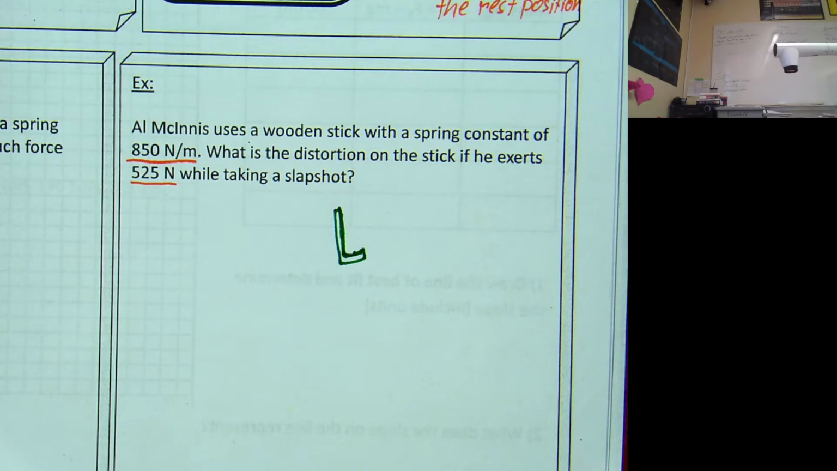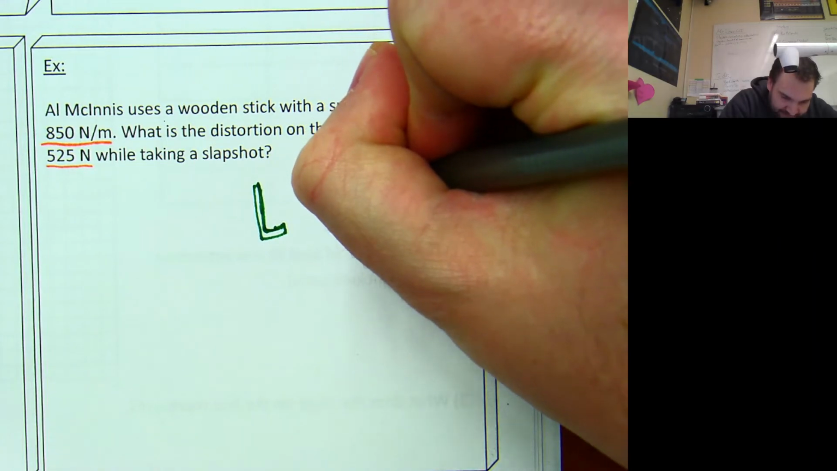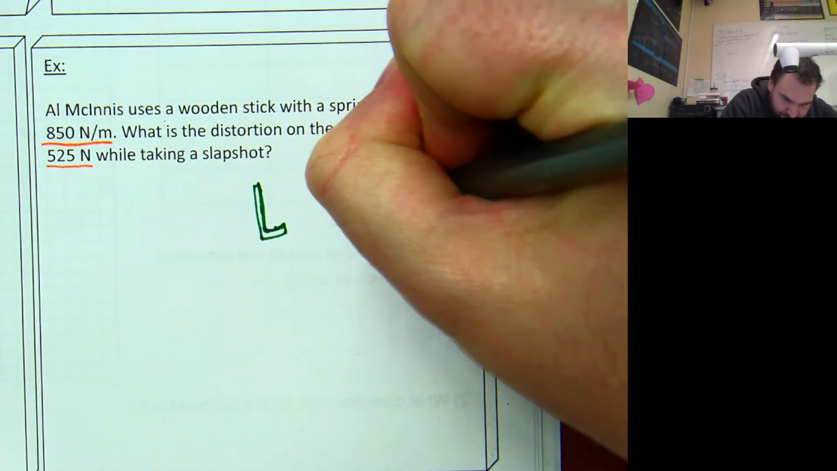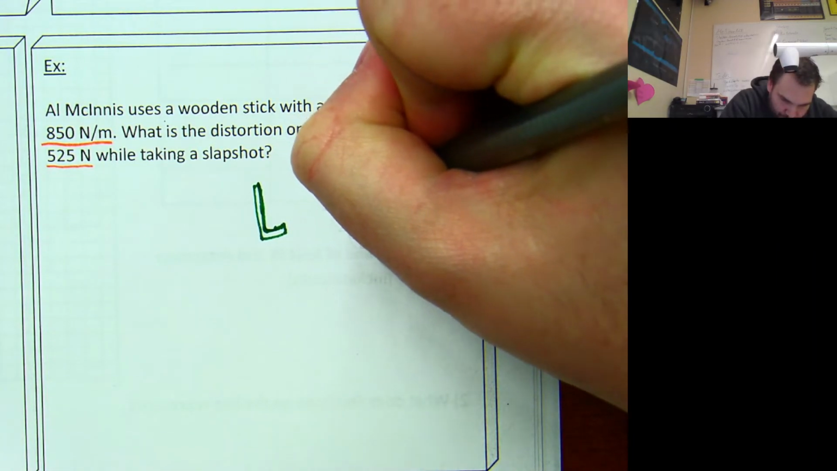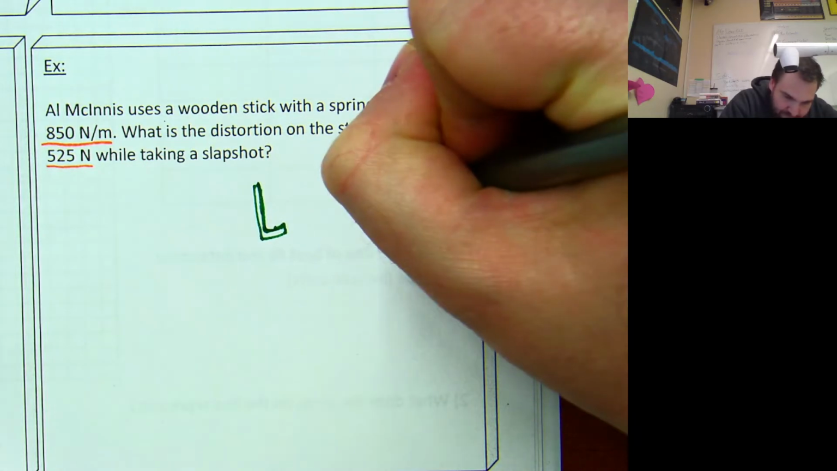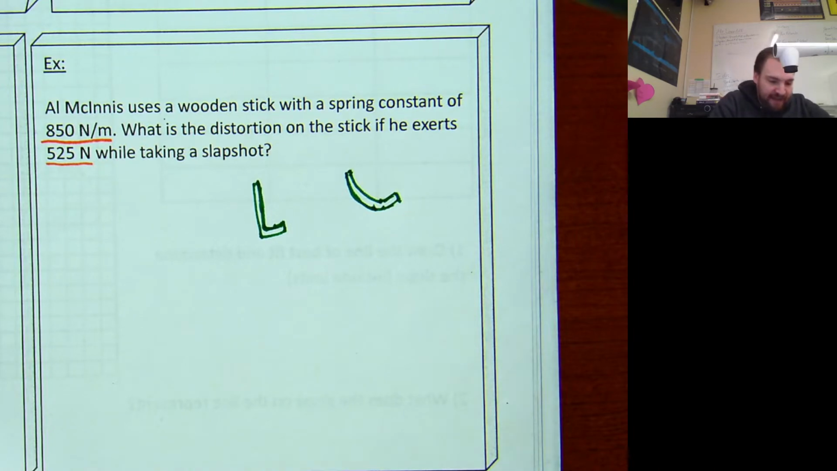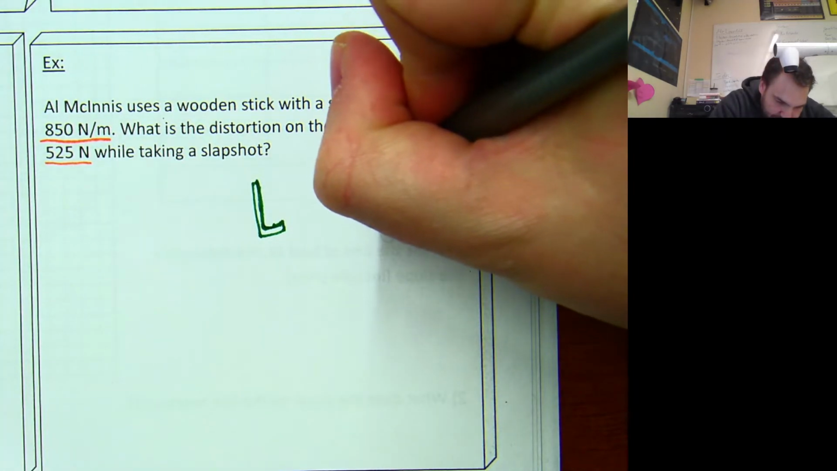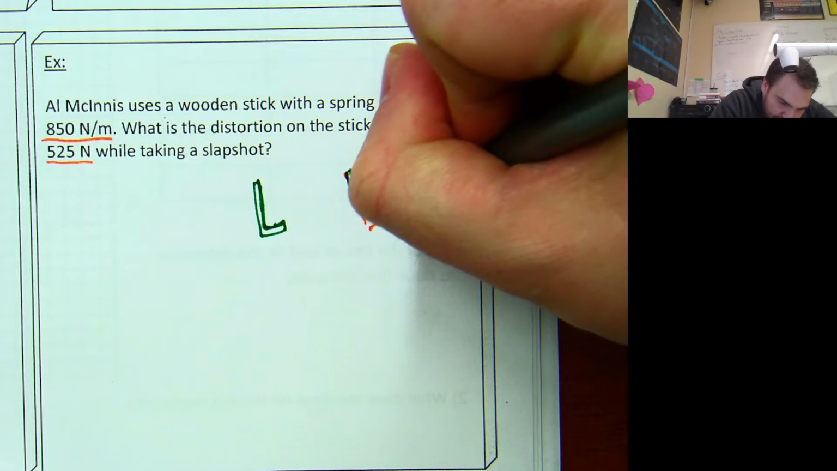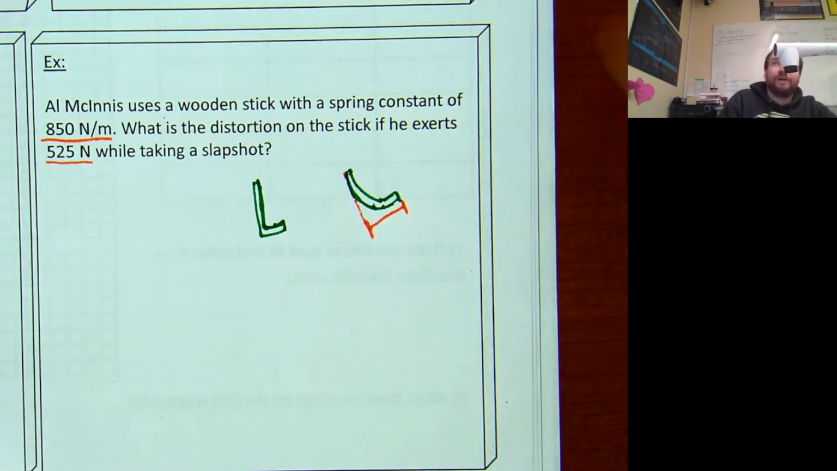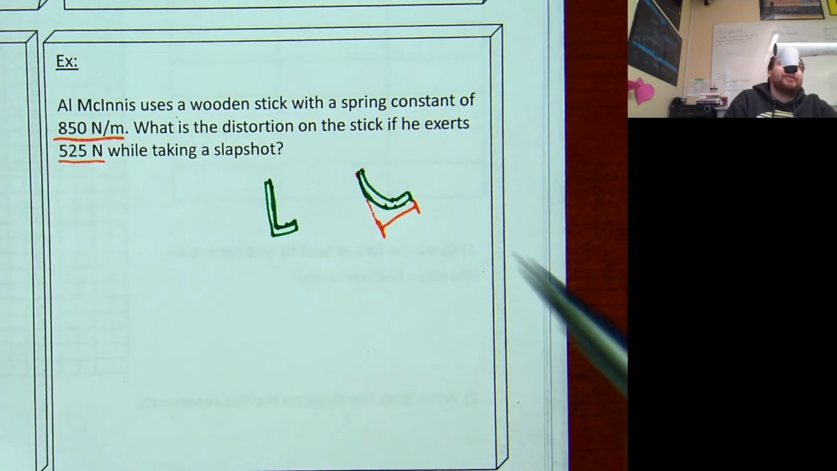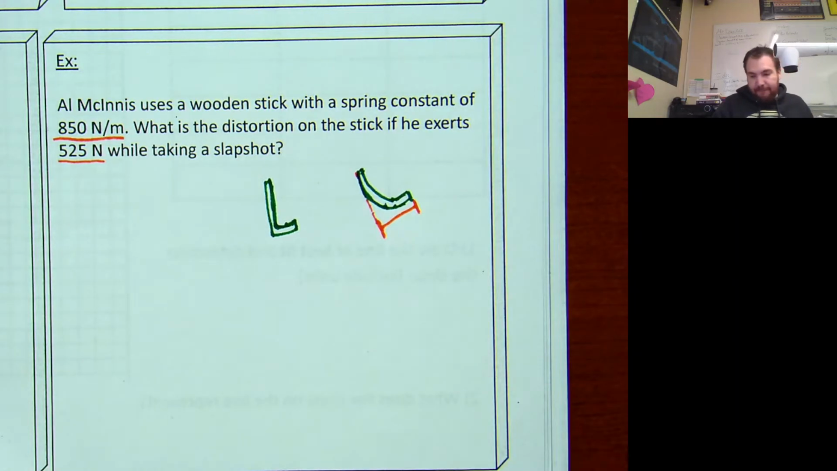So these guys get these incredible slap shots. So what you have here now is a stick that, instead of looking straight like this, actually ends up looking like this. And the whole thing bends. And what we want to find is, what is this guy right here? What is the bend on the stick, or the distortion on the stick?